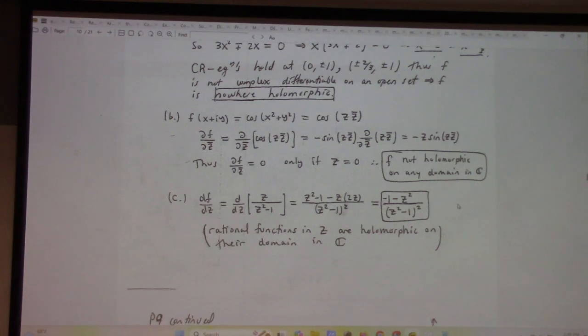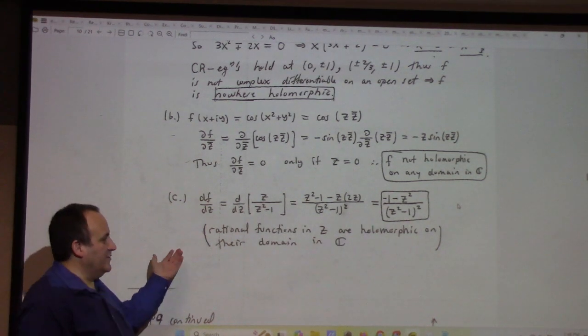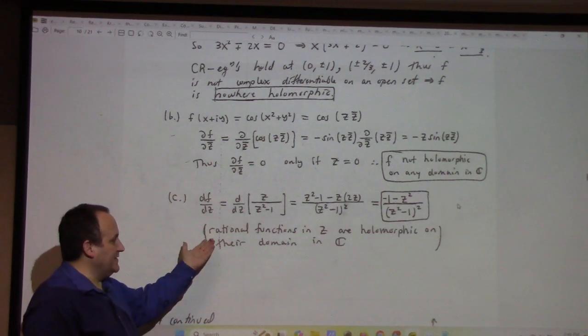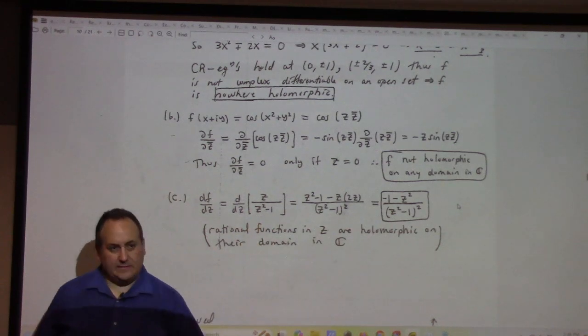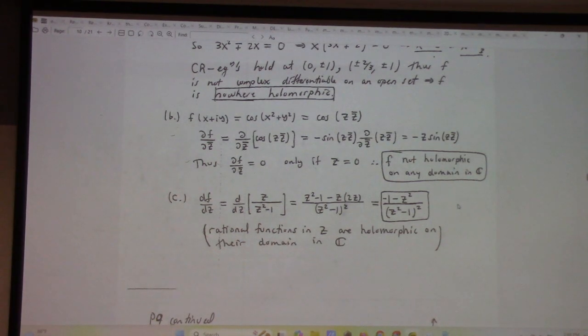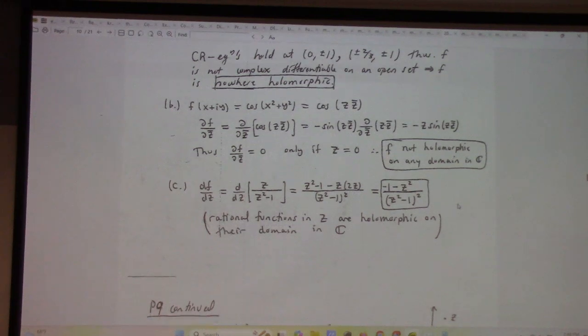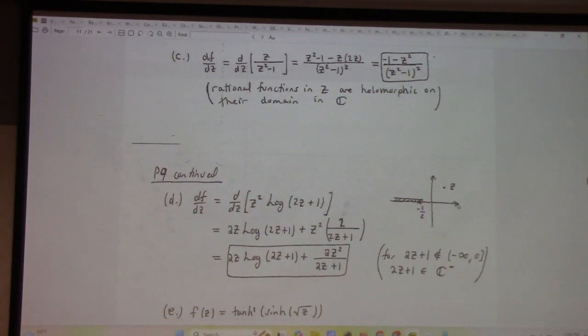Now this one here, again, this is a rational function in z. They're holomorphic on their domain in C, basically. So the place where it's not holomorphic would be at plus or minus 1, I think. That's it. My answer is missing a bit there, right? I'm sorry about that. I'm telling you in words, though.